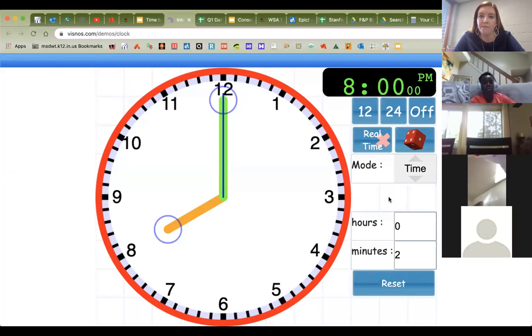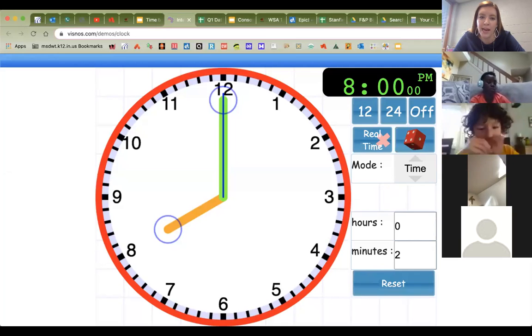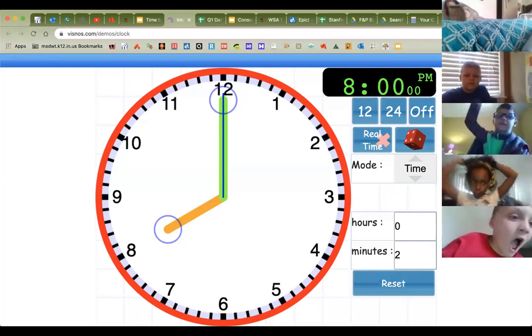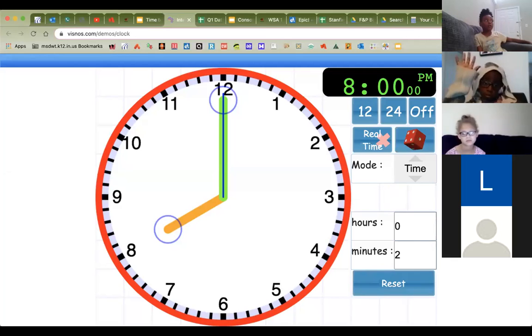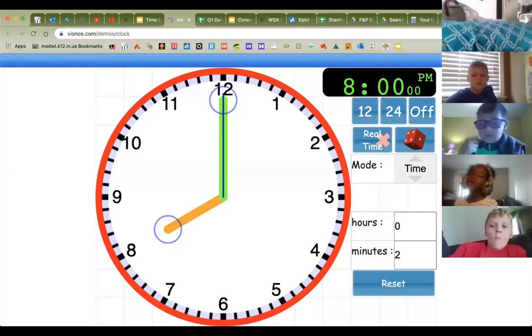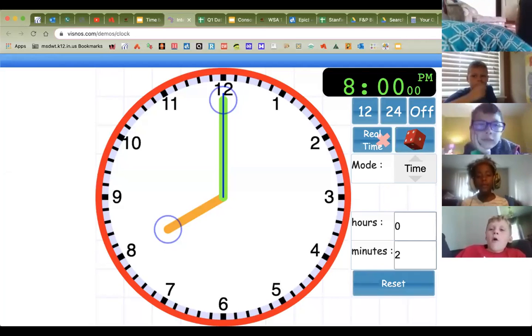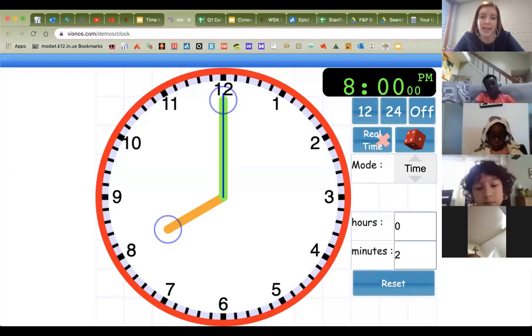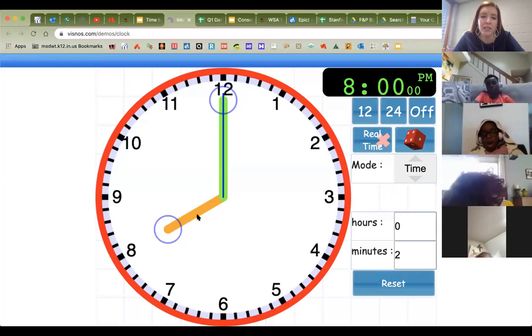All right. So can anyone tell me what the time is right now on the clock? Go ahead, Niley. 8 o'clock. Yeah, it's 8 o'clock. I can tell this by looking at my hour hand, which is the shorter hand. The short hand tells us the hour.